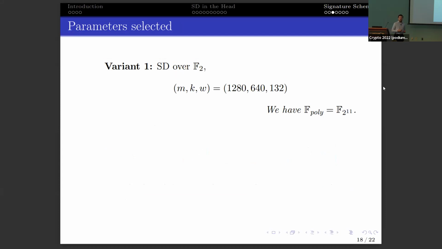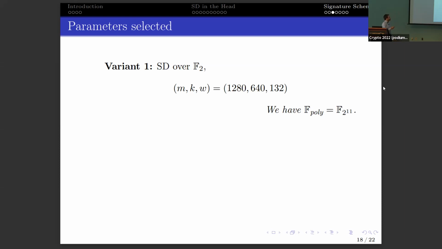In our work, we propose 3 parameter sets for a security of 128 bits. The first one relies on the binary field. Then the field in which the polynomial lives must be a field extension of this field, and must have enough points to interpolate the polynomial S. So in this case, the field must have at least 2^11 elements.